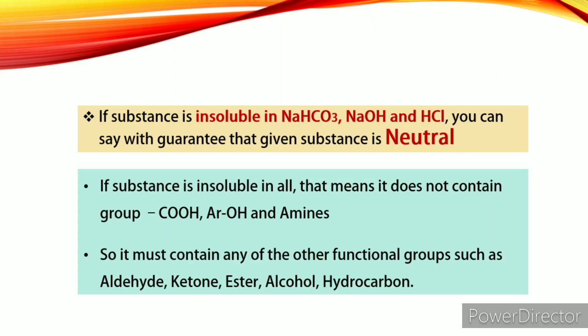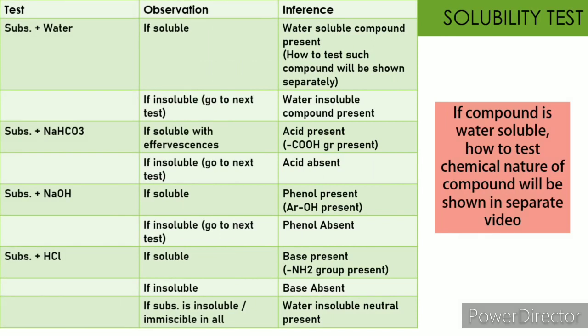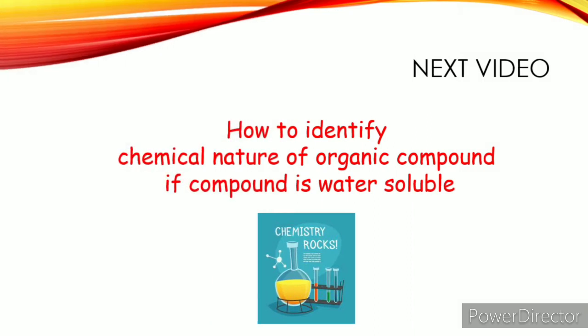Once you get the correct nature of the compound, it becomes easy to identify it. This is the concept chart. Just take a screenshot of this. Remember, if your substance is a liquid, you will use the words miscible or immiscible in place of soluble, insoluble. So in the next video, I will show you how to identify the chemical nature of an organic compound if the compound is water soluble.